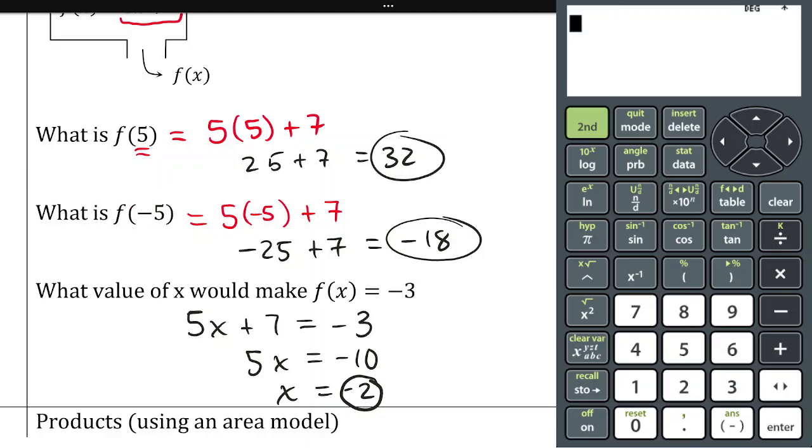So be aware there's this difference. Sometimes you're asked to figure out what the function output will be when given the input. Sometimes we're asked what input would be required in order to get an output, in this case of negative 3.